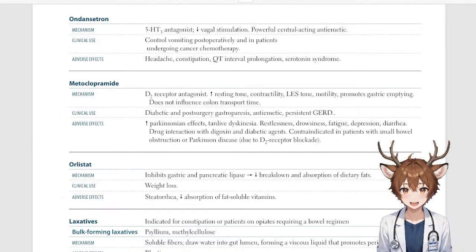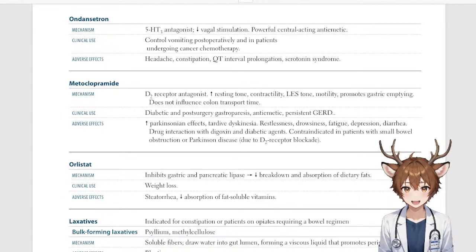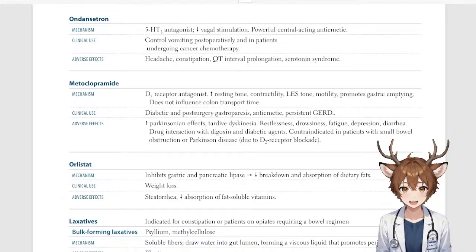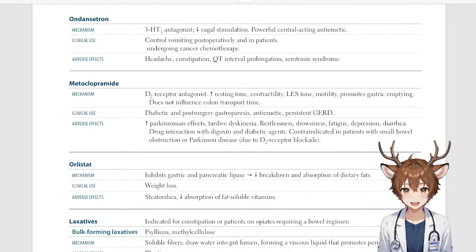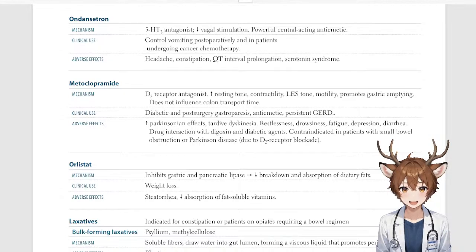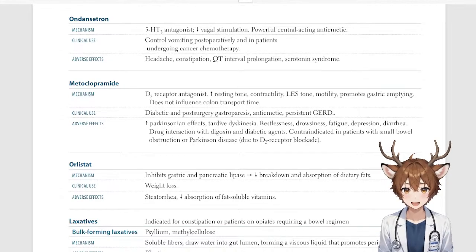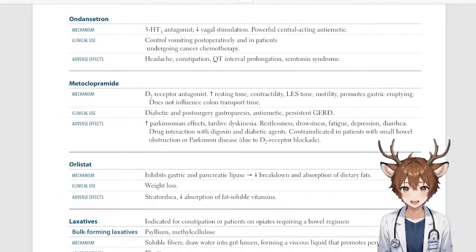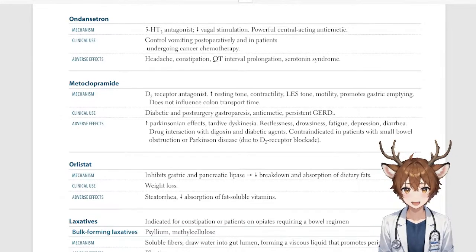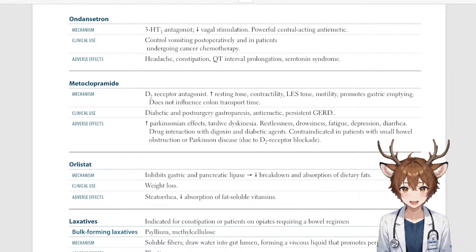What about orlistat? Orlistat mechanism inhibits the gastric and pancreatic lipase, leading to a decrease in breakdown and absorption of the dietary fats, taken with fat-containing meals. They are used for weight loss, but the adverse effects include abdominal pain, flatulence, bowel urgency such as frequent bowel movements, and steatorrhea, leading to a decrease in absorption of the fat-soluble vitamins.